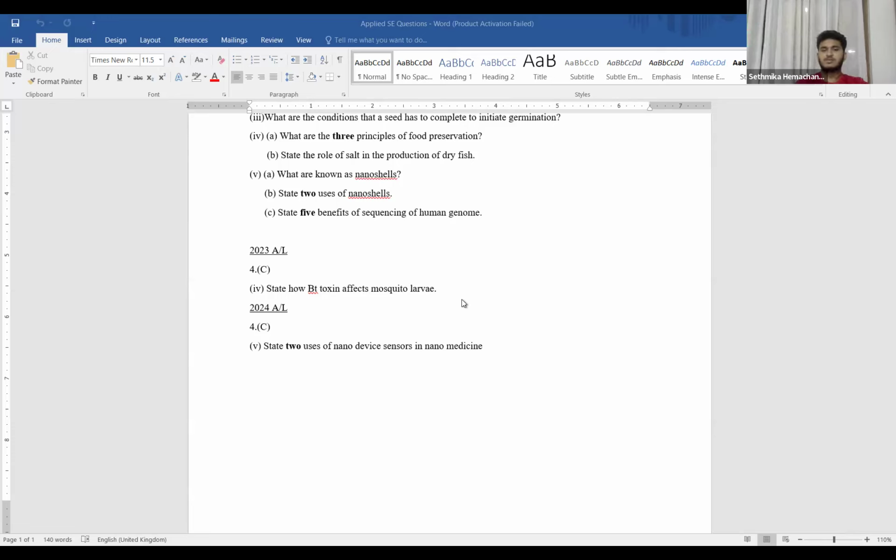And in 24 you again got just one small question. Two uses of nano device sensors. So two uses of nano device sensors, okay, answer it quickly. State two uses of nano device sensors in nanomedicine.